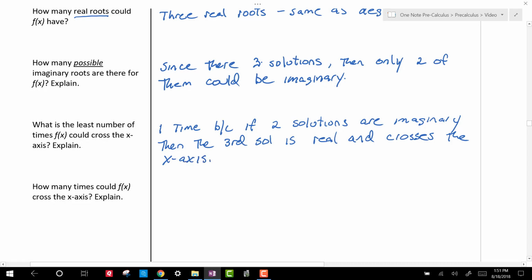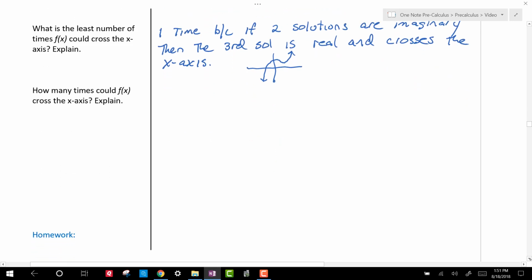All right? And we would end up with something that looks like this. If you had a 3rd degree polynomial like the one up above and it only had 1 real solution, it might look something like this. That's a 3rd degree polynomial there. It's got the right number of turns and curves, and it only touches the x-axis at 1 point. All right? So the last question says, how many times could f of x cross the x-axis? Well, it could cross 3 times. So 3 times would be the max.